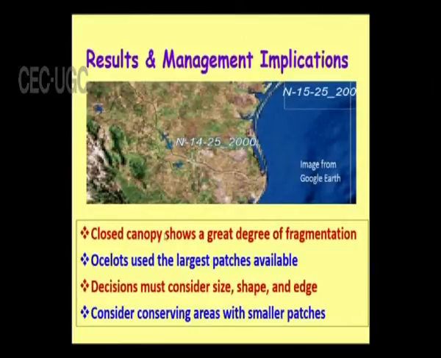The closed canopy shows a great degree of fragmentation. So, these are all the closed canopy. The ocelots used the largest patches available. That means, in this area only the ocelots are living, and decisions must consider the size, shape and edge, and consider conserving areas with smaller patches. And therefore, what conclusion are we arriving at? We have to look after this area also. Otherwise, what will happen? Ocelot will not live there for a long time, it will run somewhere else. So, we have proved that particular hypothesis.